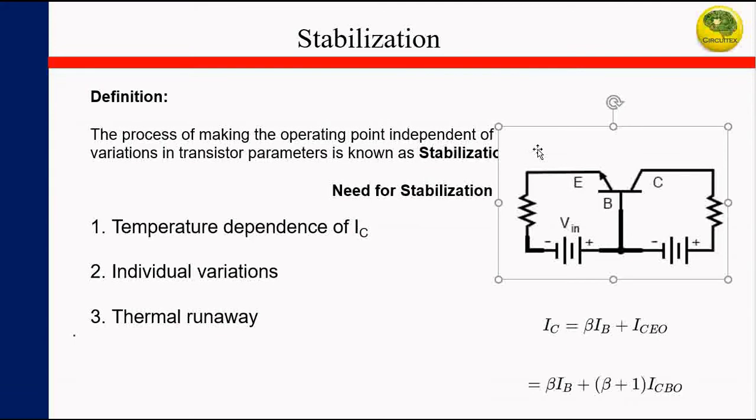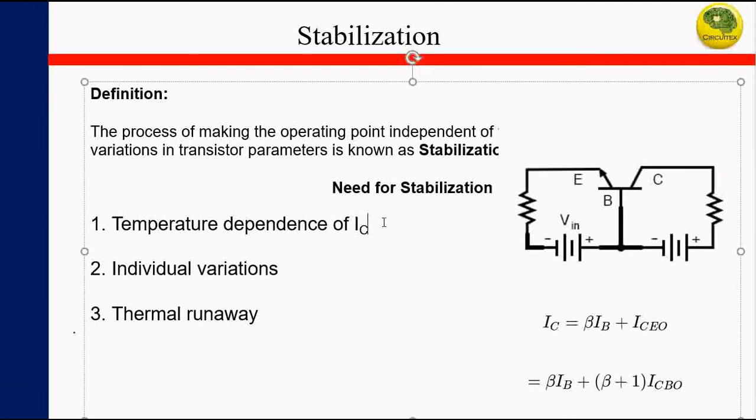By definition, the self-destruction of such an unstabilized transistor is known as thermal runaway. As the flow of collector current and also the collector leakage current causes heat dissipation, if the operating point is not stabilized, there occurs a cumulative effect which increases this heat dissipation. So in order to avoid this thermal runaway and the destruction of the transistor, it is necessary to stabilize the operating point and to keep this value IC constant.